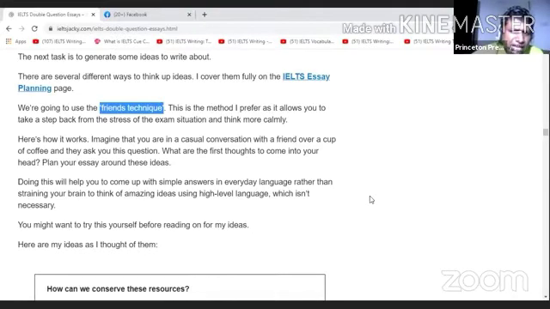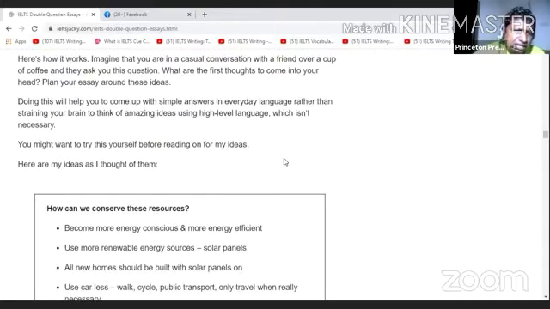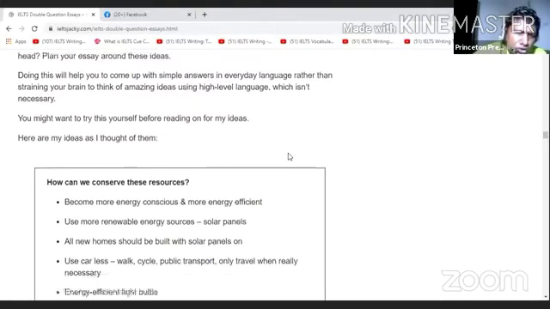This is a method I prefer as it allows you to take a step back from the stress of the examination situation and think more calmly. Here is how it works. Imagine that you are in a casual conversation with a friend over a cup of coffee, and they ask you this question. What are the first thoughts to come into your head? Plan your essay around these ideas. Doing this will help you to come up with simple answers in everyday language, rather than straining your brain to think of amazing ideas using high-level language, which isn't necessary. You might want to try this yourself before reading on to my ideas.